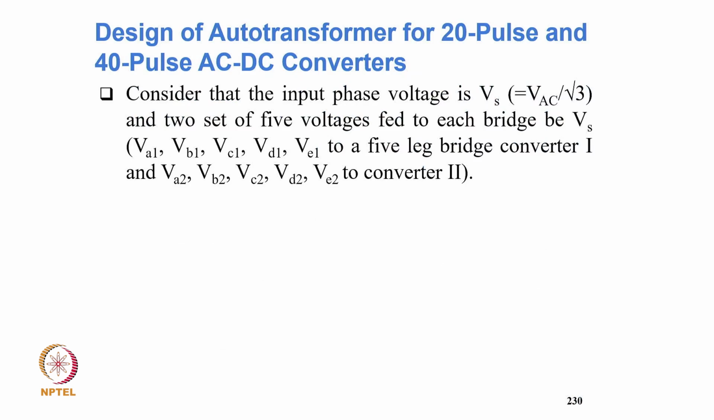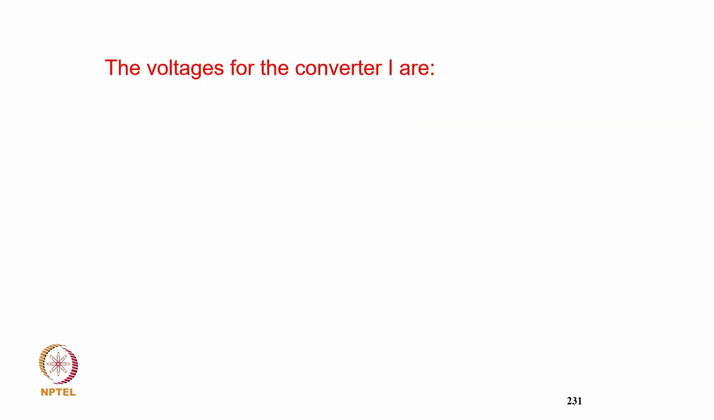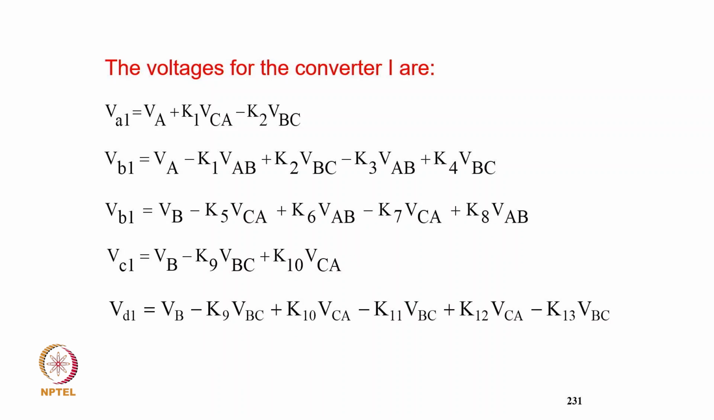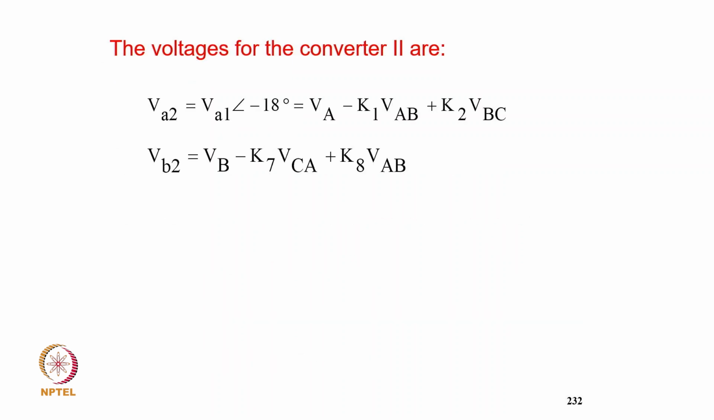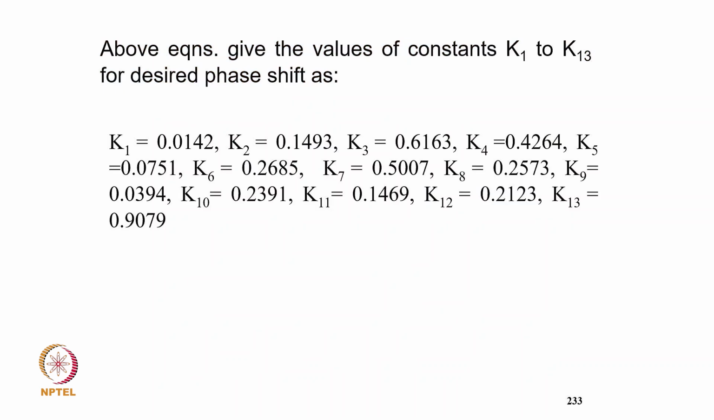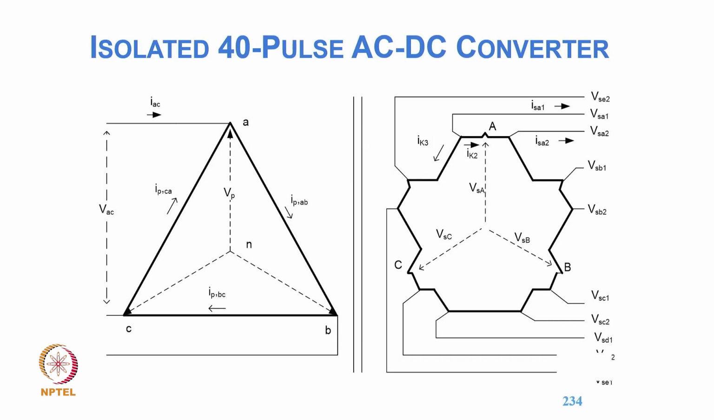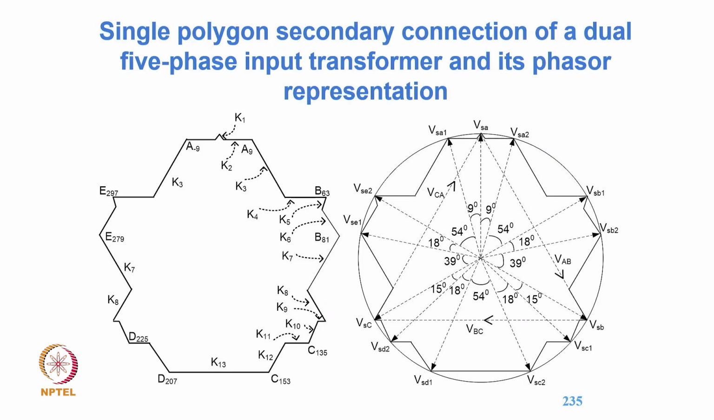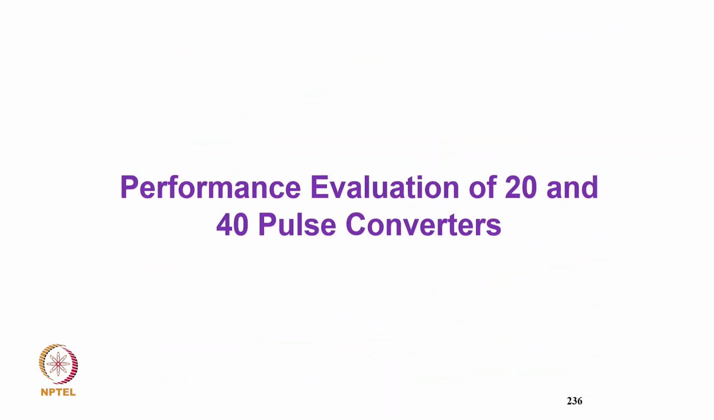And then these are the typical designs for the 40 pulse converter with the winding tappings and all the coefficient design. A large number of coefficients are needed for calculating the design of different segments of the winding. So you get typically a large number of segments, as you see here, typically 13 segments, where K1, K2 represent the times the phase winding voltage, and then the single polygon of dual 5 phase, how the connection is made, then of course the performance evaluation.